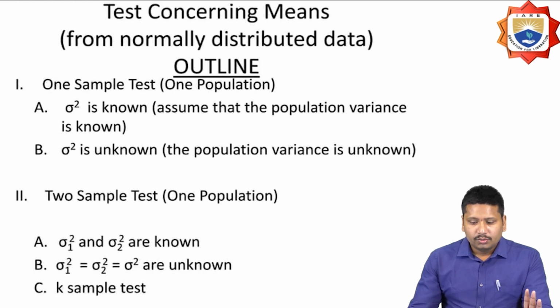Finally, for normally distributed data, in the one sample test, if I consider a single population, then the standard deviation or variance has to be considered here. In the case of a two sample test, sigma 1 square and sigma 2 square may be known, or there may be a chance of them being unknown. Then finally we see the sample test. So these are the ways of implementing hypothesis testing.